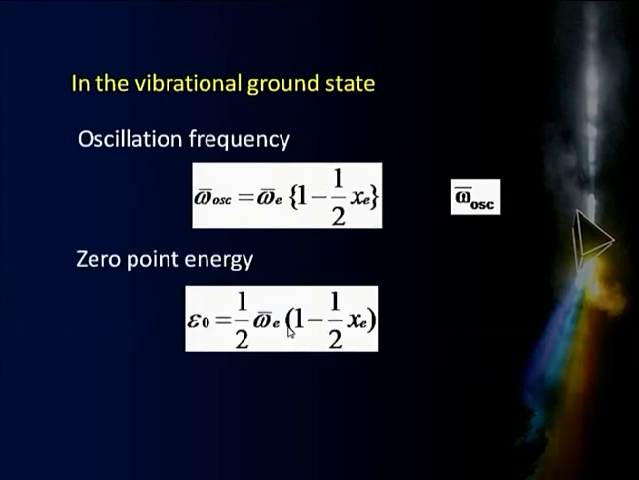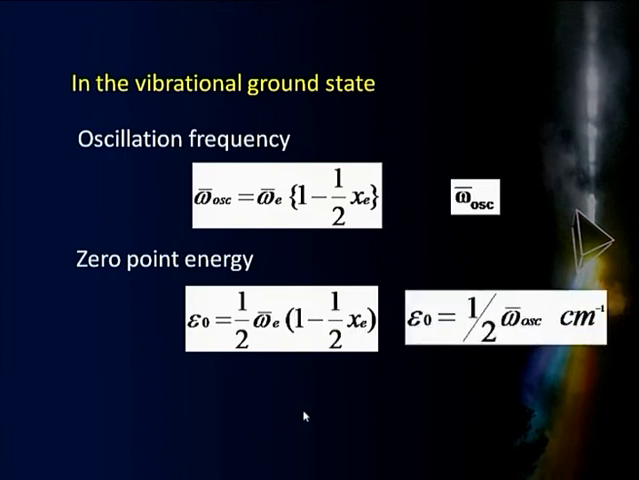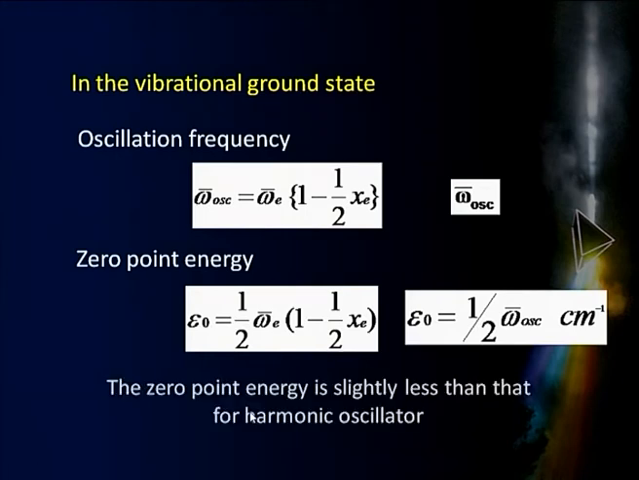Secondly, if I look at the zero point energy, the zero point energy in case of an anharmonic oscillator will now be given as 1 by 2 omega e (1 minus 1 by 2 x e), which again is different from what we had in case of harmonic oscillator, where it was just 1 by 2 omega oscillation. So, we find that the expressions for the two cases happen to be different here. That is, the zero point energy is slightly less than what happened in case of harmonic oscillator. So, we are seeing the consequences of moving from the harmonic oscillator model to an anharmonic oscillator model.